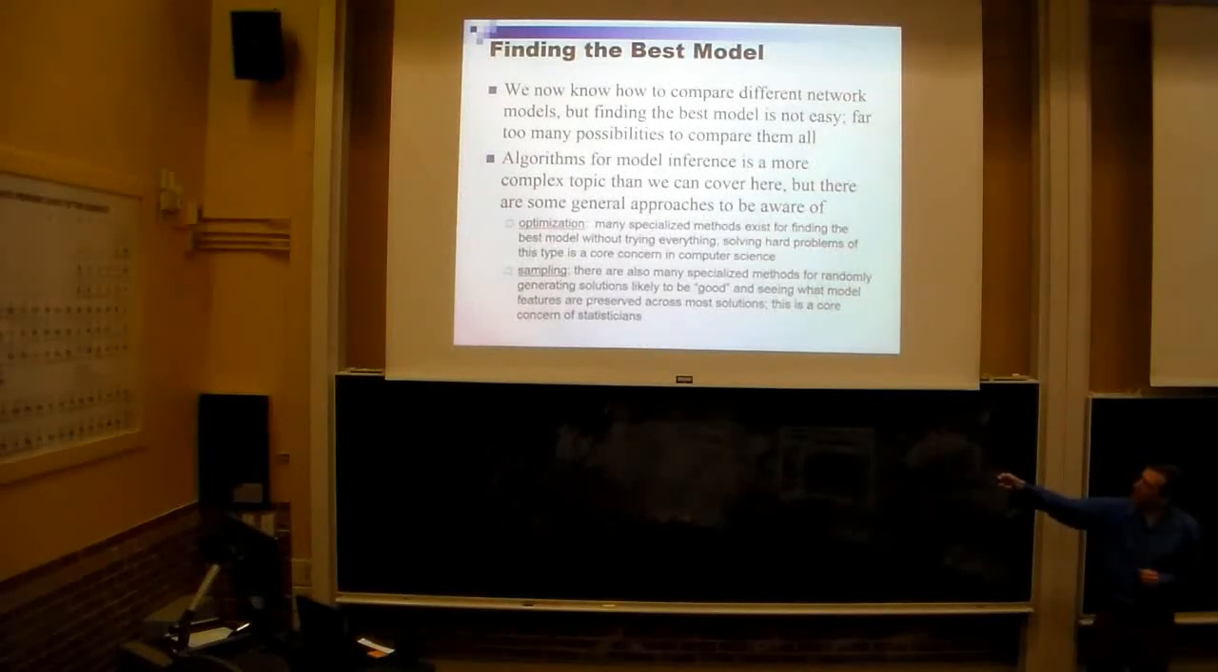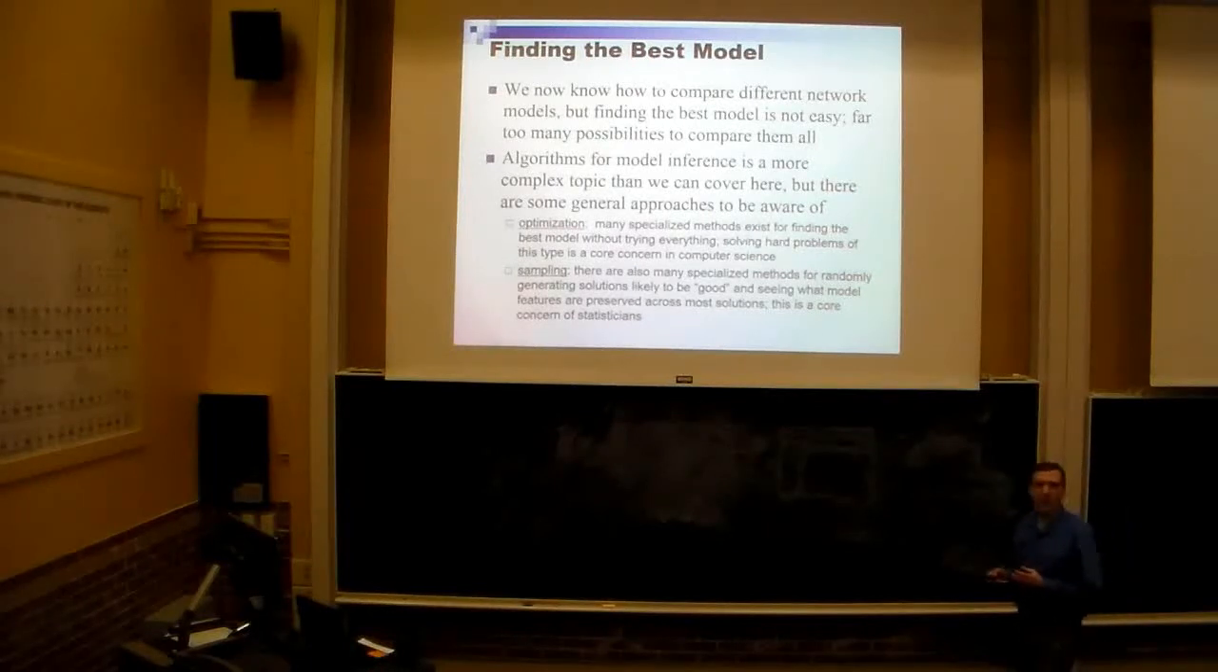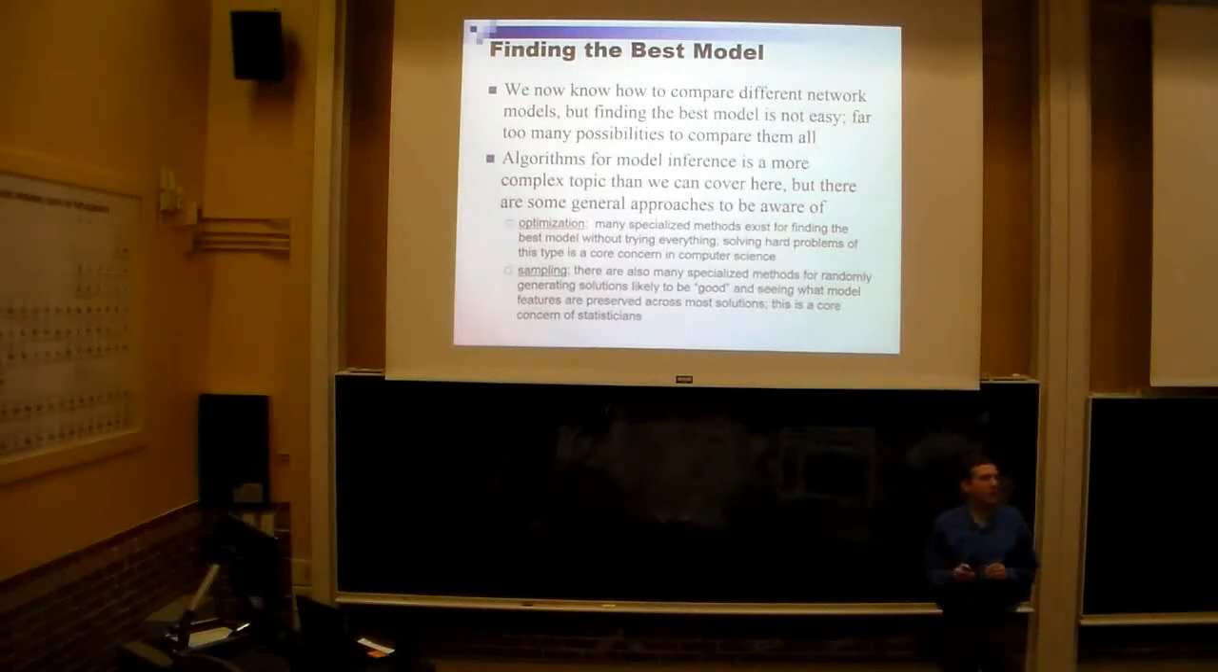The main alternative to that is what's called a sampling method. And a sampling method is basically a way of running through a space of possible models and trying to figure out what the high quality models have in common.